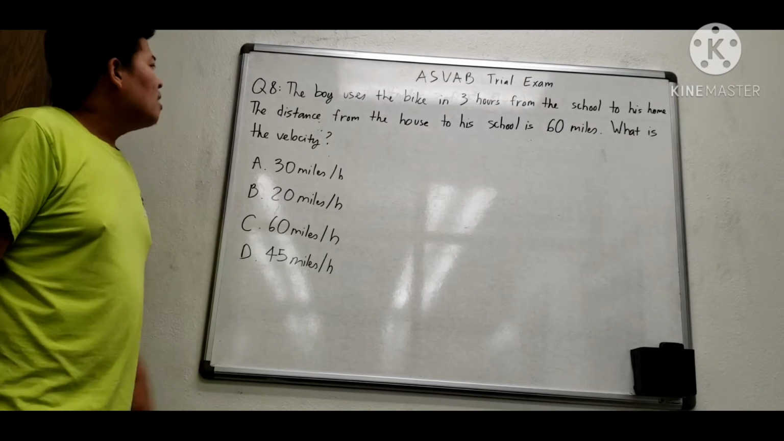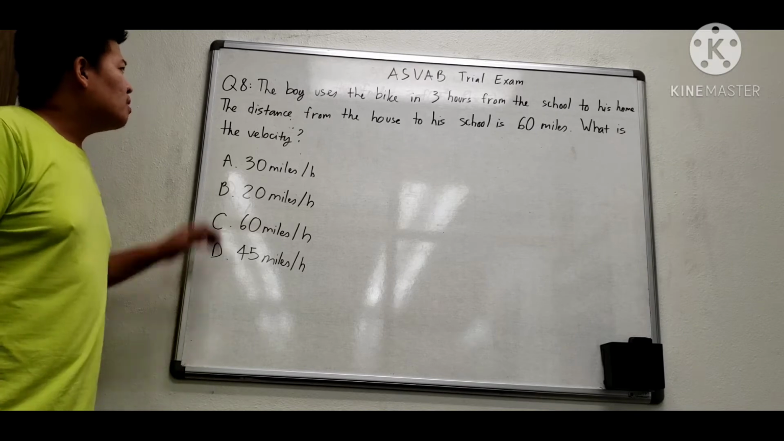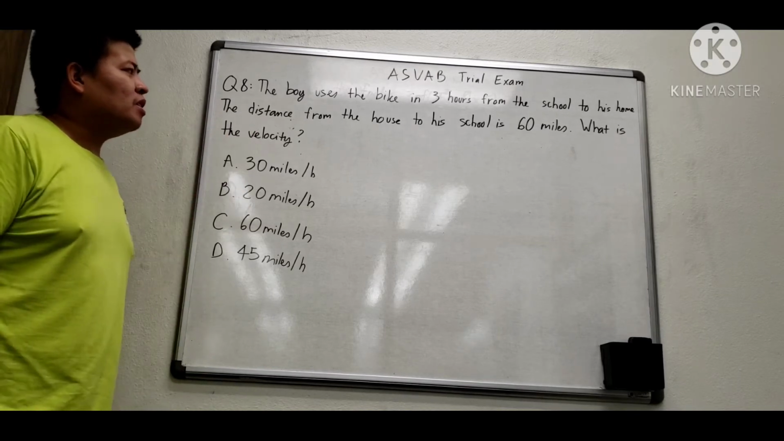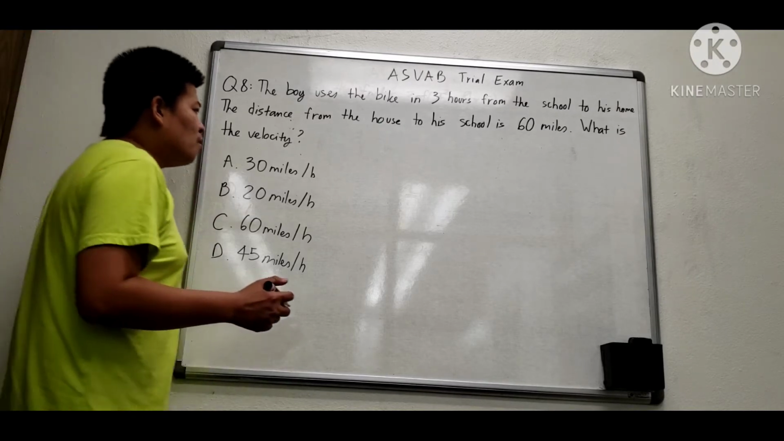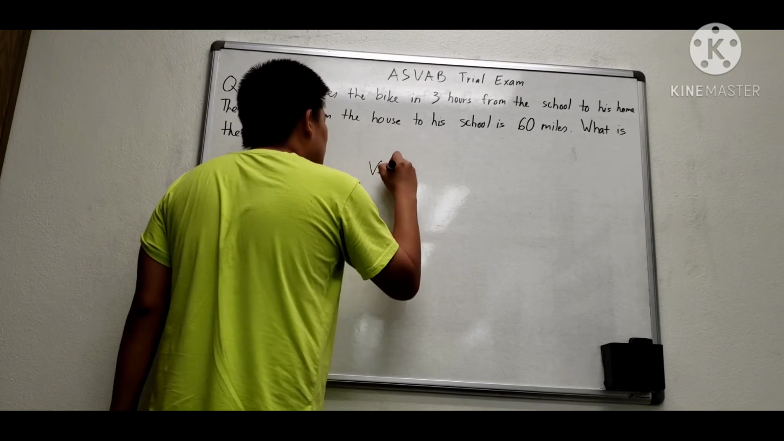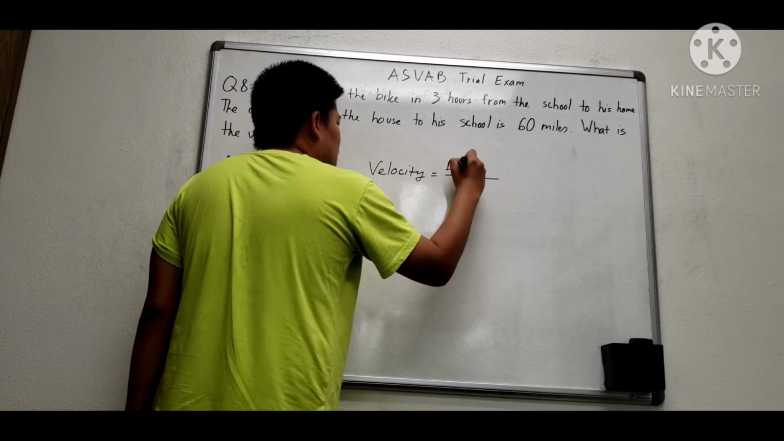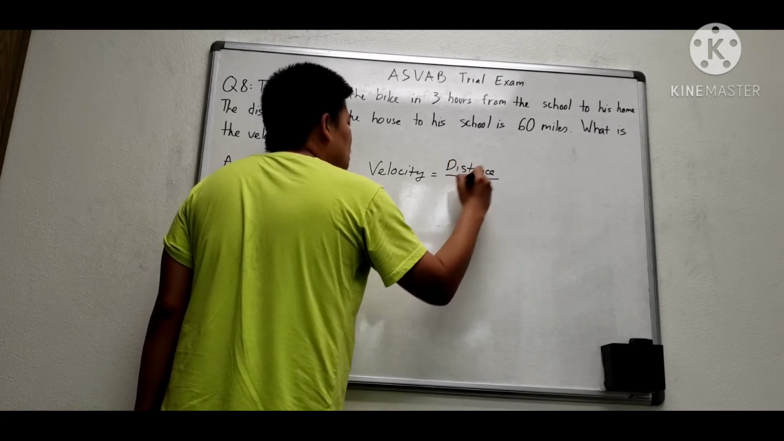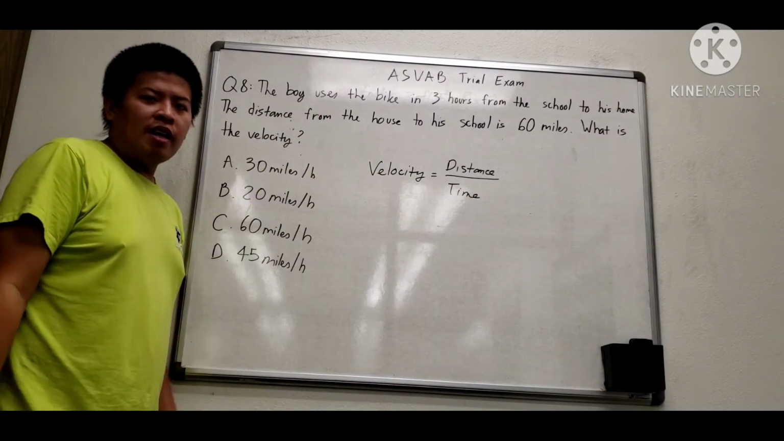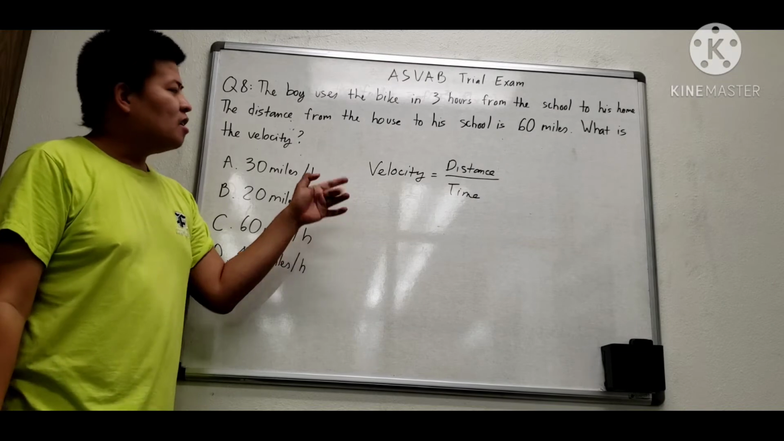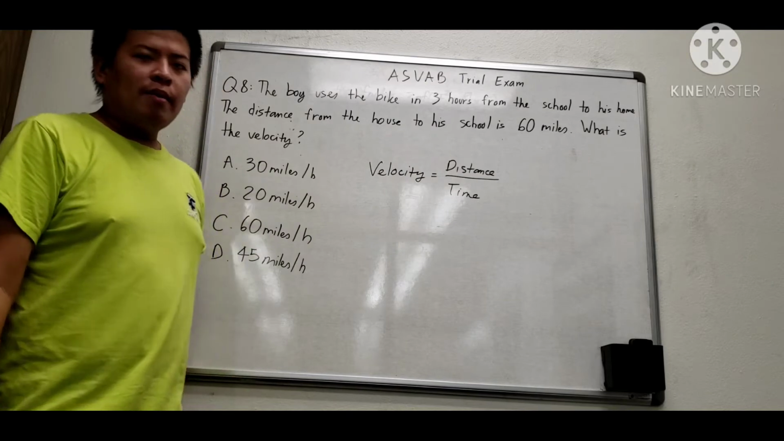Question number 8. The boy rode his bike for 3 hours from the school to his home. The distance from the house to his school is 60 miles. What is the velocity? The formula of velocity is distance divided by time. This is a question that I've seen many times on the real ASVAB, so remember the formula: velocity equals distance divided by time.